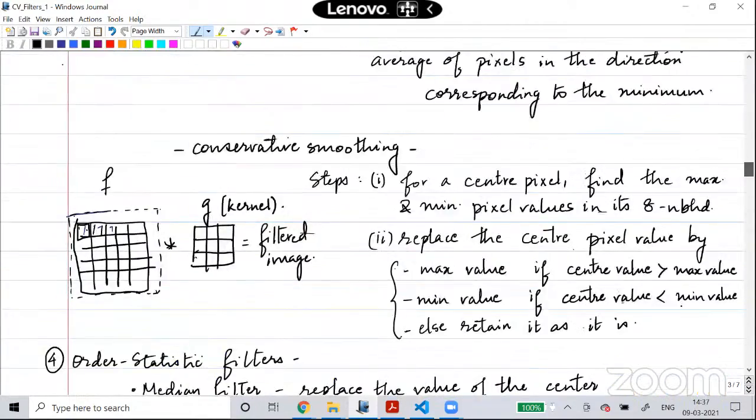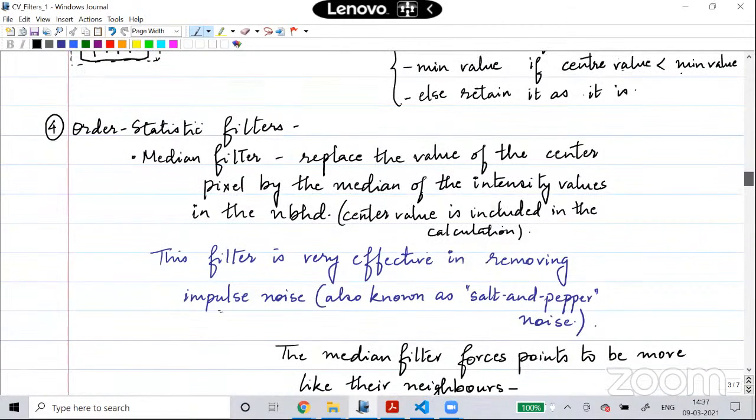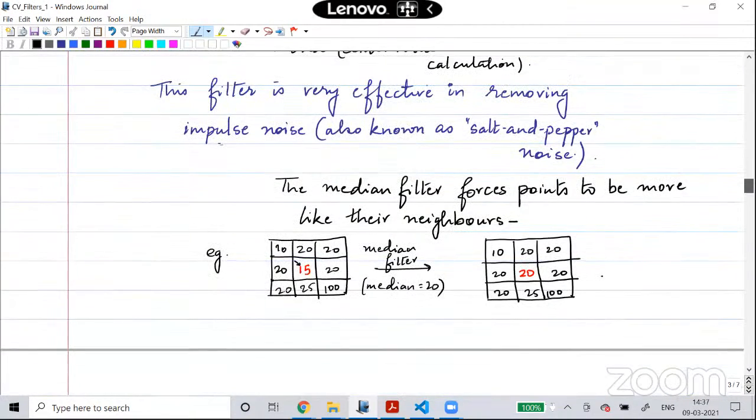Among the order statistic filters, I have only discussed the median filter. The other ones are also used from time to time, so those you can see whenever you need them.